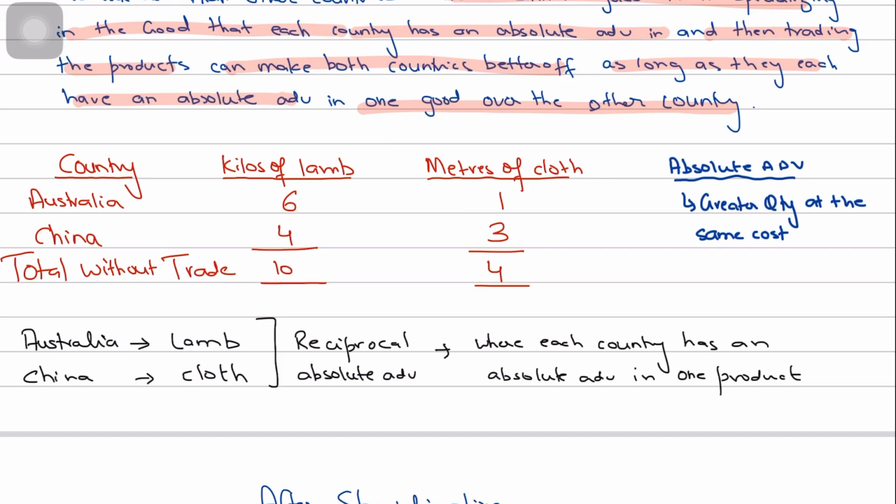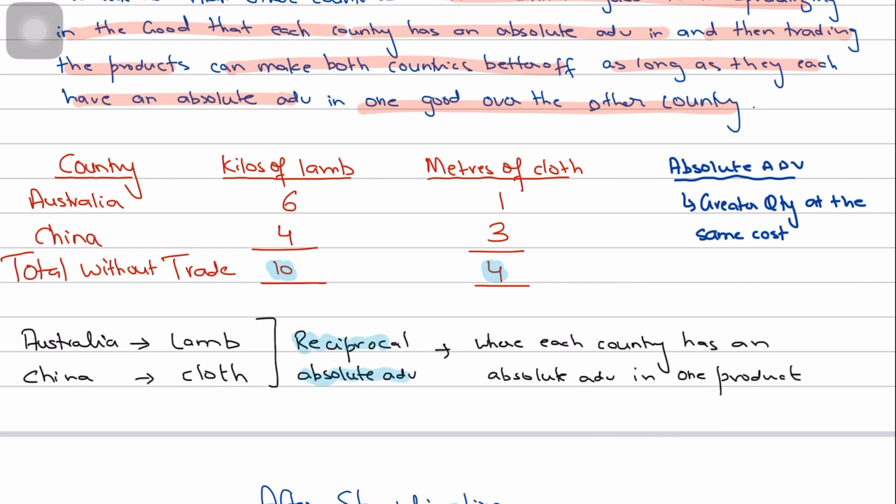So guys, we can see that right now the total world production for lamb, assuming these two countries, is 10 kilos of lamb, while total world output for cloth is 4 meters. We are assuming that it's only produced by these two countries because right now we're taking these two countries into our example. So you need to understand that when one country has an absolute advantage in one good and the other country has an absolute advantage in the other good, then it is said to have a reciprocal absolute advantage.